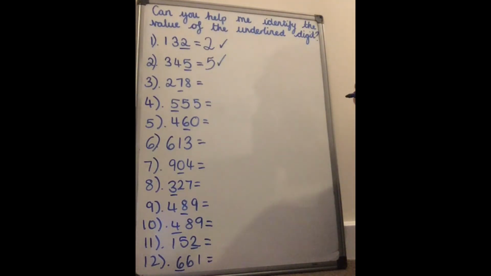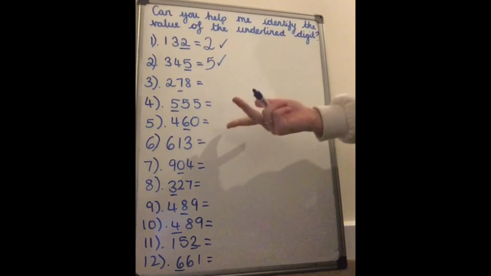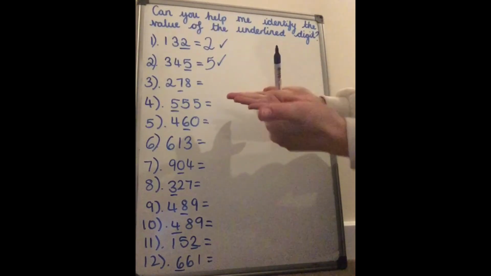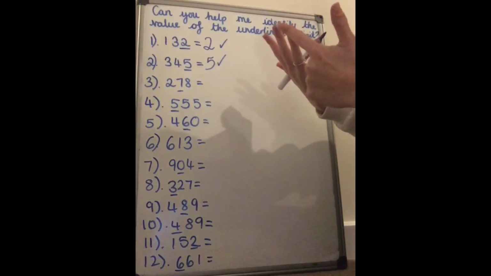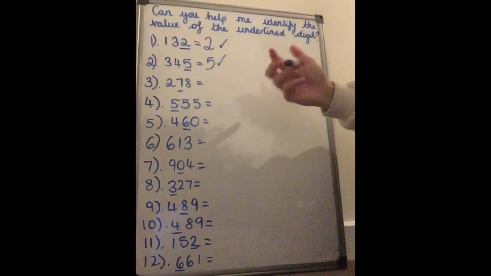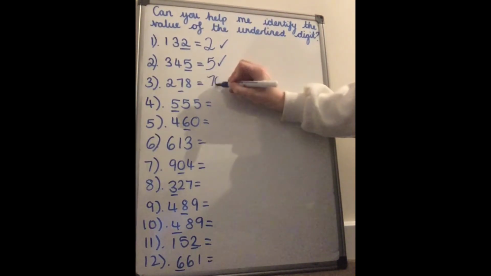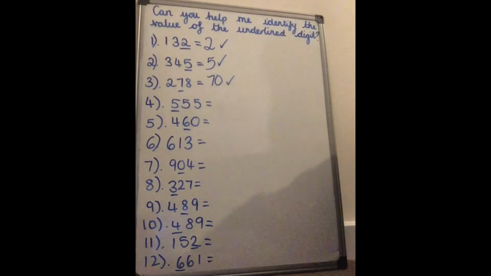And the next one, 278. The 7 has been underlined. What do you think the value of that 7 actually is? That 7 is in the tens column. 7 tens is 70. You can check by counting in your tens. 10, 20, 30, 40, 50, 60, 70. I did 7 times 10, so 7 tens, which is 70. Well done.